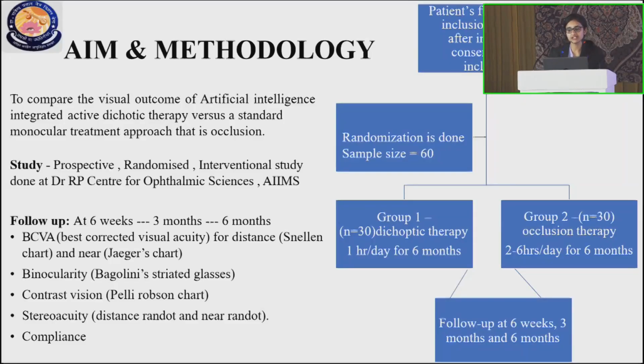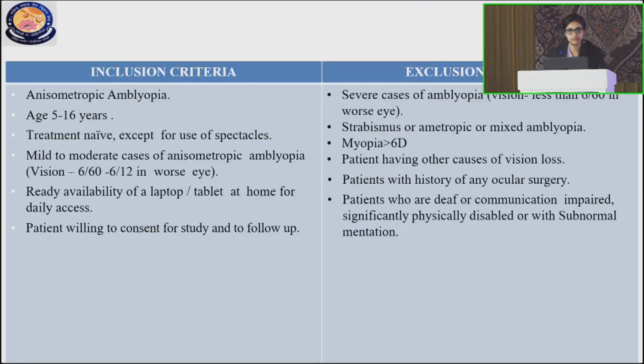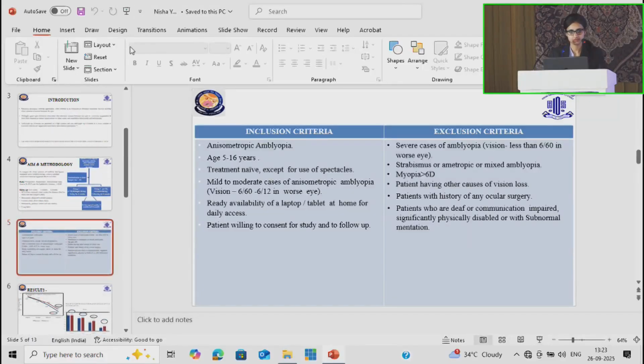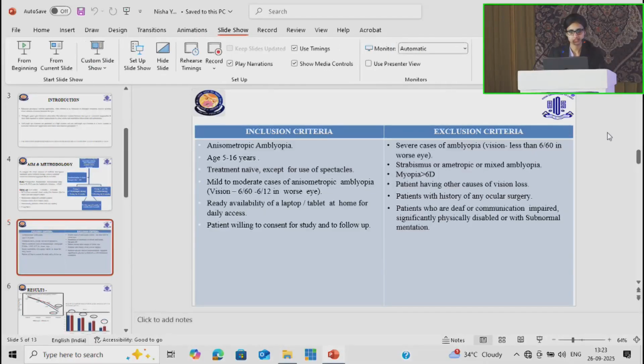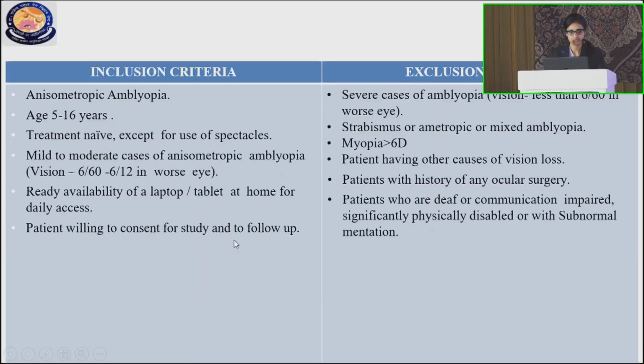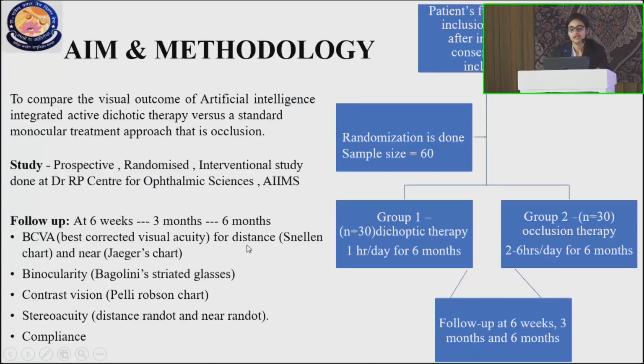Patients willing for this study were included, which involved patients between the age group of 5 to 16 years, mild to moderate cases of anisometropic amblyopia, and who had ready availability of a laptop or tablet at home for daily access, and those who were treatment naive except for the use of spectacles. After the patients were included, randomization was done and two groups were created.